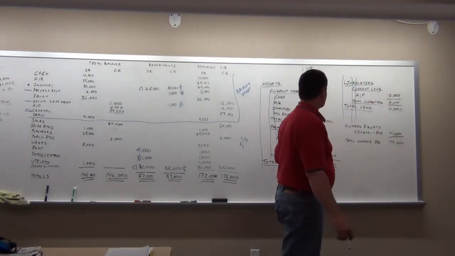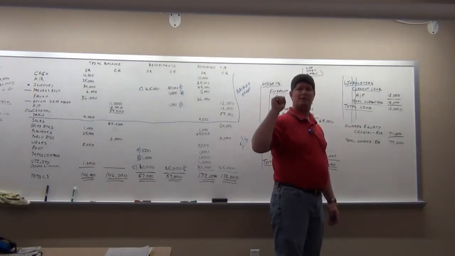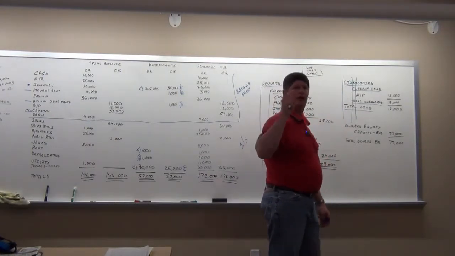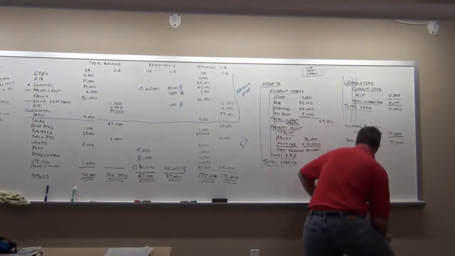Now what do I get? I have assets, liabilities, and owner's equity. What am I missing? Liabilities plus owner's equity. Total liabilities and owner's equity. Correct.